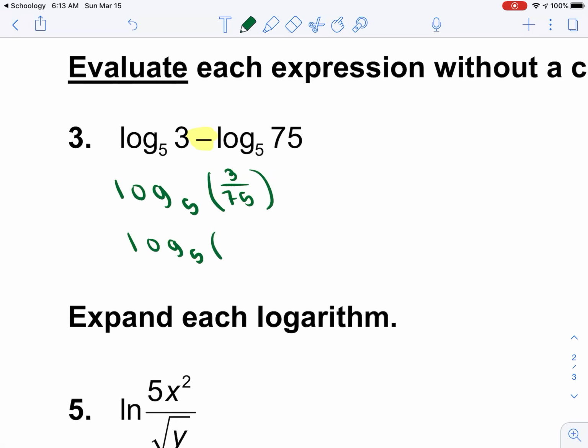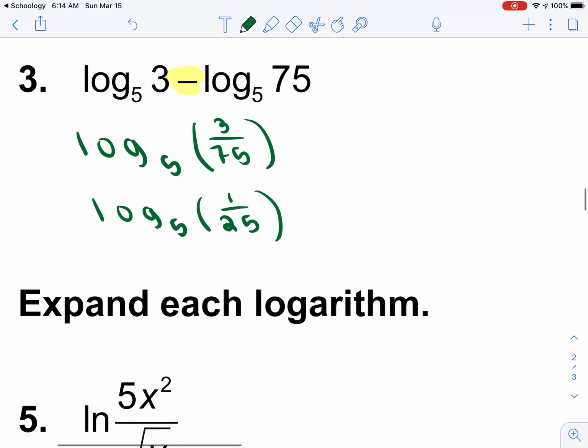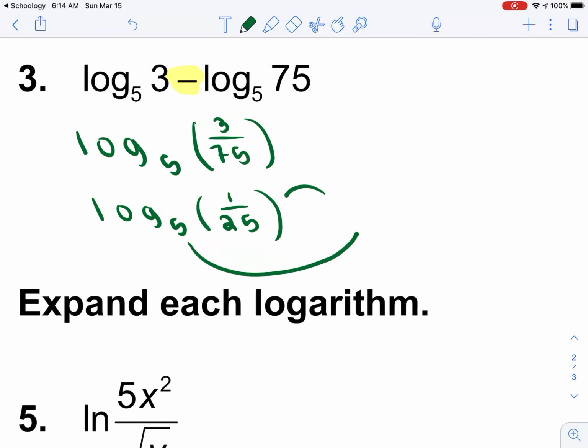Always simplify. If you divide 75 by 3, or reduce 3 over 75, you're going to see that this is 1 over 25. You will notice in the directions underlined, it says evaluate. So once you get this simplified, you need to get a value for this. 5 to what power is 1 over 25? We'll think 5 to what power is 25, and then remember we want the reciprocal.